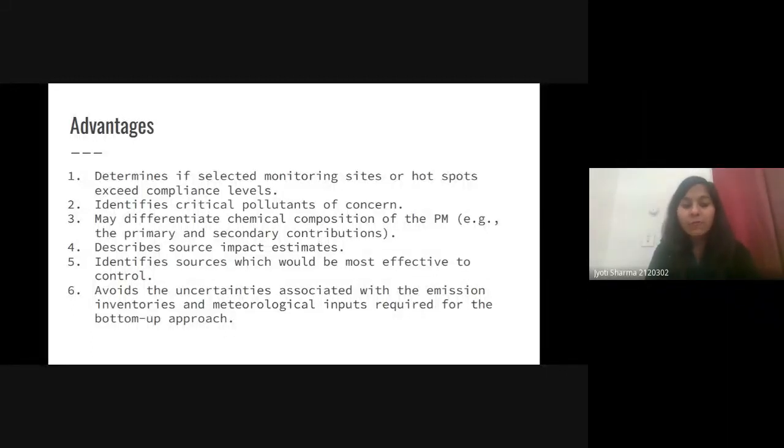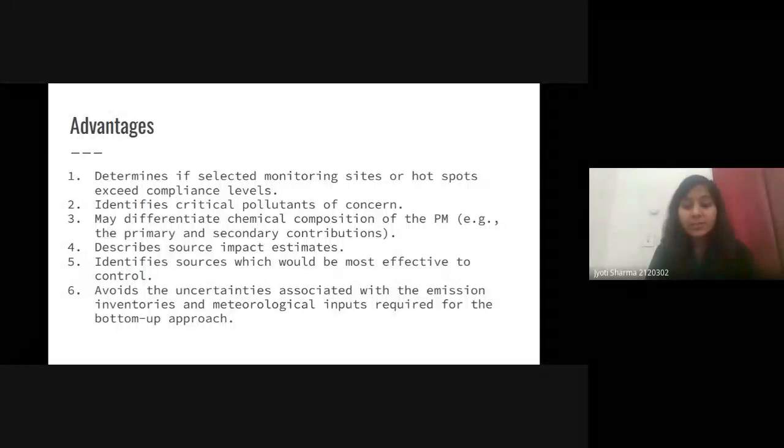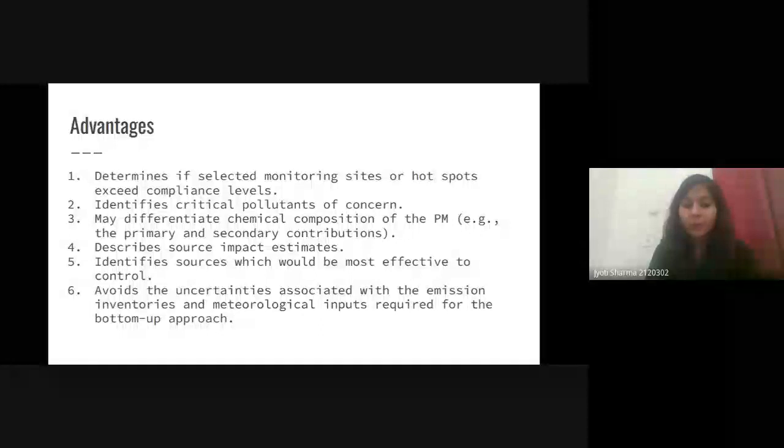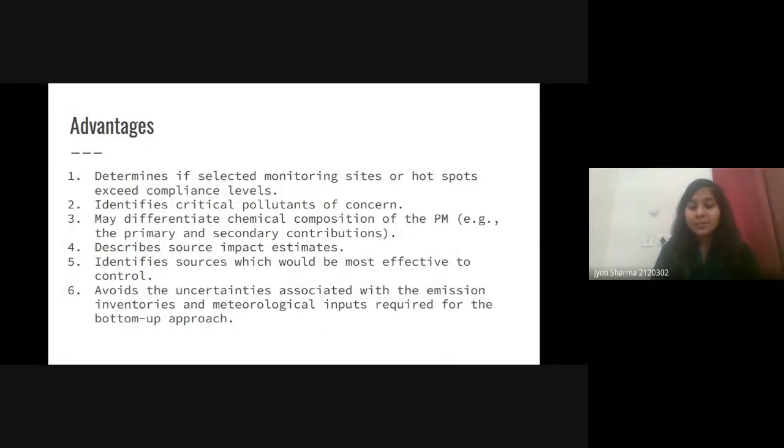Then it also avoids the uncertainty associated with the emission inventory, because here we are not creating the emission inventory. We are just getting the data from our atmosphere, from the environment, and then we are trying to find out from where this pollutant may come from. So this avoids the uncertainty associated with the emission inventories and the meteorological inputs that are required for the bottom-up approach.